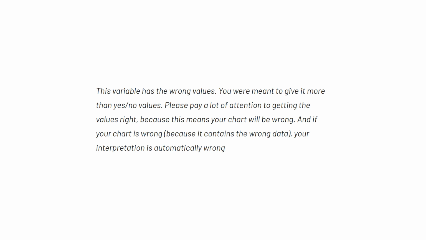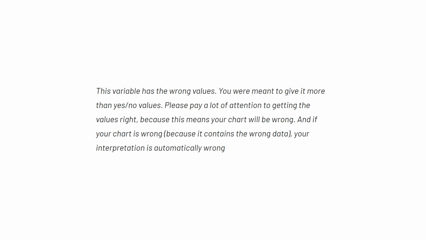The reason I'm saying this is because some students may have seen a comment in their submission where I said this variable has the wrong values. You were meant to give it more than yes or no values, and I said, please pay attention to getting the values right, because this means your chart will be wrong. If your chart is wrong because it contains the wrong data, your interpretation is automatically wrong. You guys may have seen this and wondered, why is she being like this? Why is she being finicky about this?